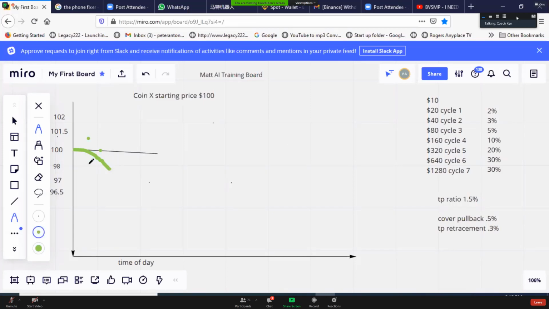So the only time this is going to purchase this first cycle is if it retraces. The cover pullback is 0.5%. If it retraces back 0.5%, there. If this is 0.5%, then cycle number 2 is going to be purchased right here. Make sense? Yes, yes, perfect. At the 100 mark, we're buying one position, right? And at the 98.5 mark, we're buying 2 positions.